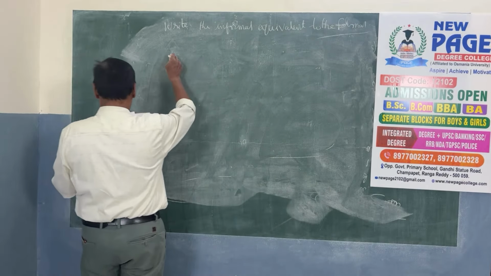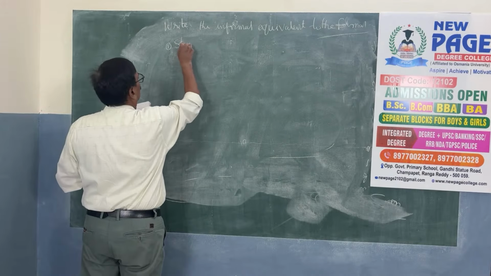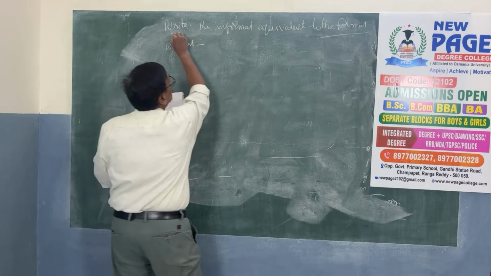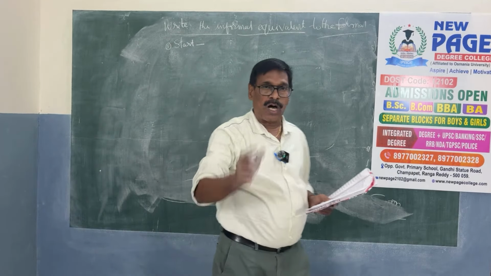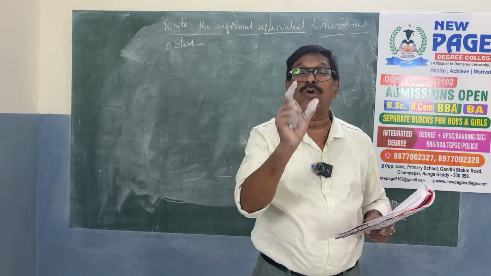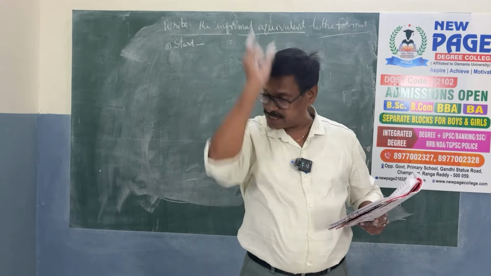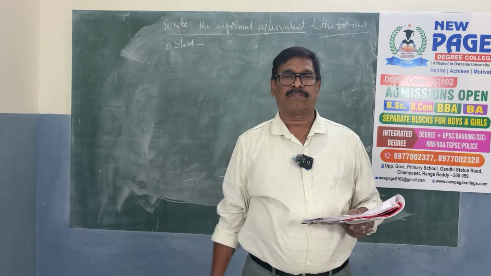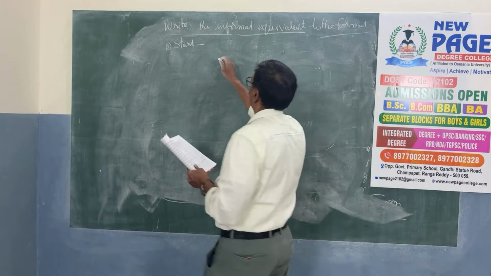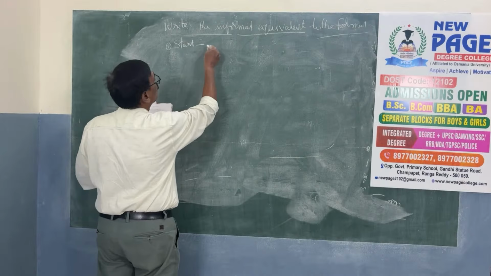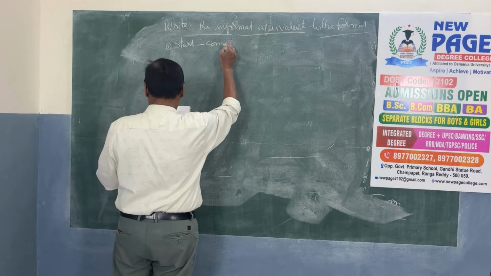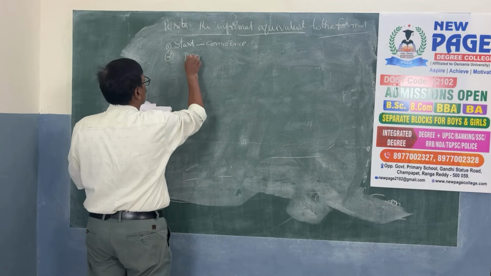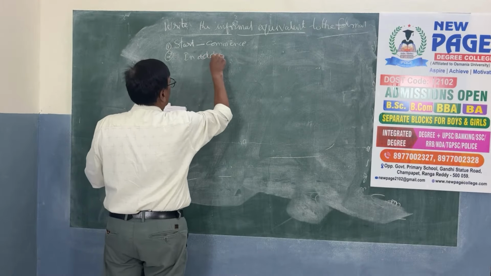For example, start. This is an informal mark. Keep the point in mind. That's why I say, first of all, before you attempt the question, we have to read what the question is that is given. That is very, very important, 100%. All the students make a mistake in the question paper itself. So be careful. Now, start is informal. What is the formal? Commence. Second one, in addition.